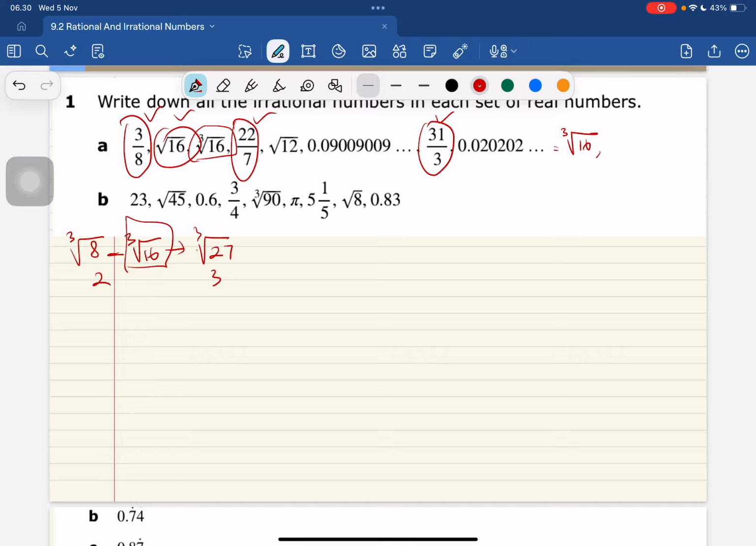Next, we've got here square root of 12. Remember, square root of 12 is between square root of 16, which is 4, and square root of 9, which is 3. So between 3 and 4, there is no other square root. So this is irrational.